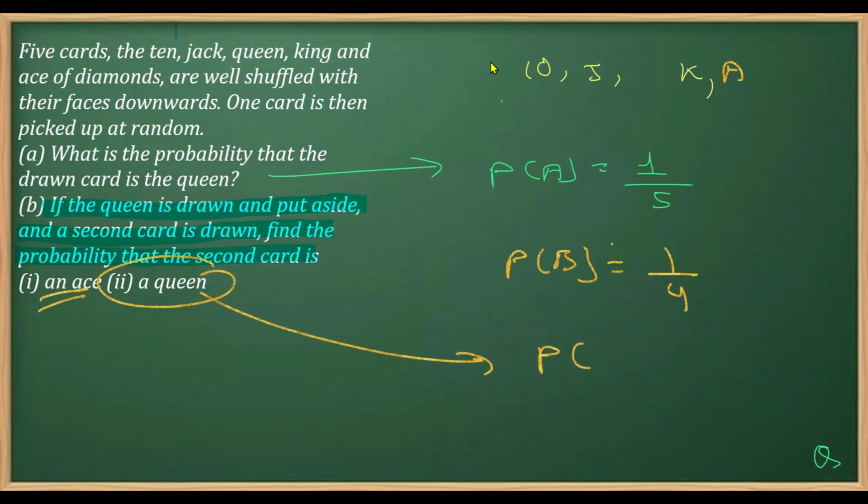Now next is for queen. So if I take PC. Now after removing the card, as you can see, this queen is put aside. That means we don't have queen now from the cards we are going to select. So there is no queen, so it's 0 out of 4, which says it's an impossible event. So these were the first part. Second part, two parts. That is, A part and B part, and B has two parts.